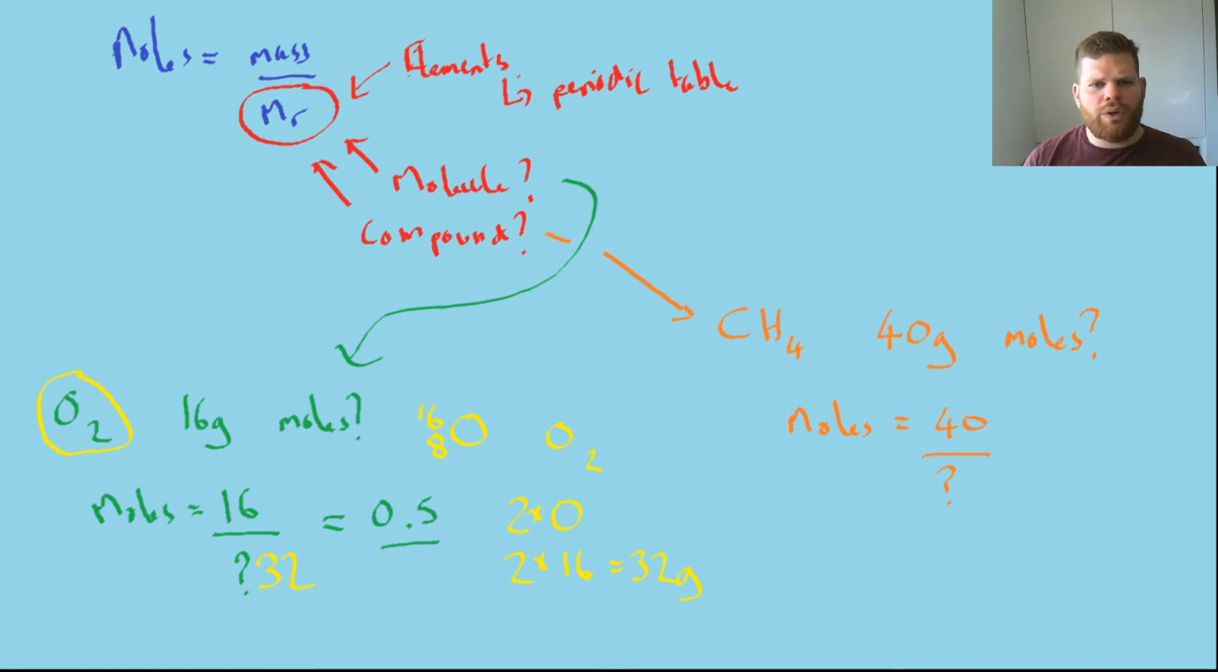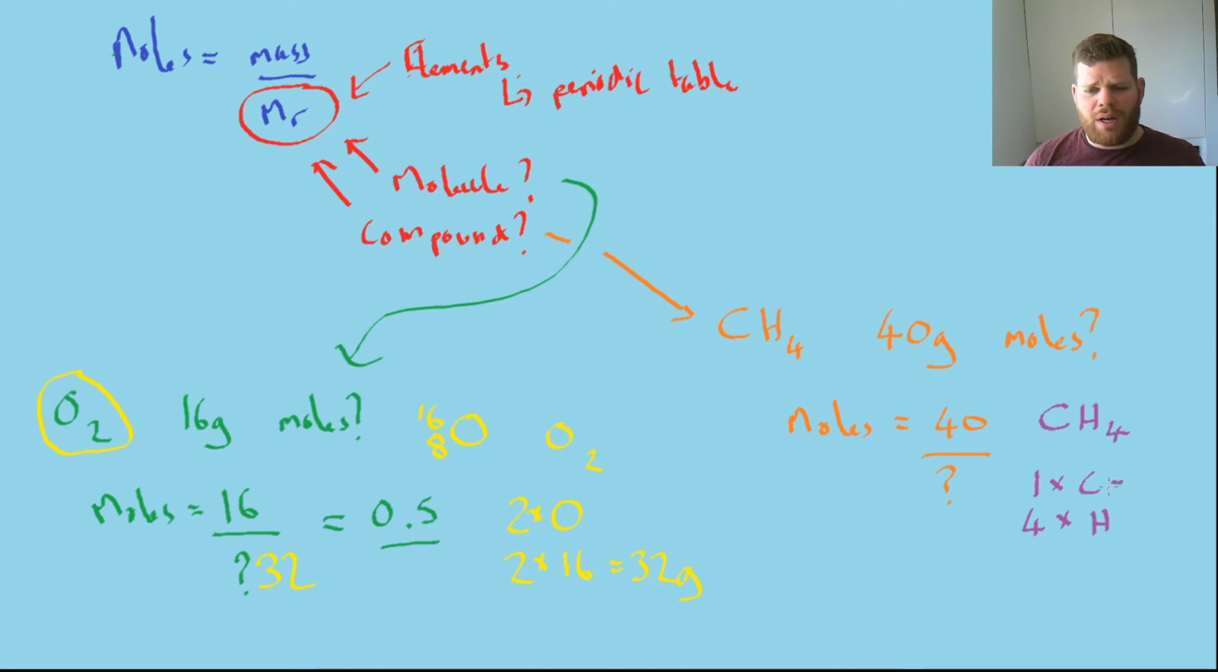What I need to think about is what is present. I've got CH4. What this means is I've got 1 carbon and I've got 4 hydrogens. So I know I've got those, and I use my periodic table to find out what the mass of these 2 things are.